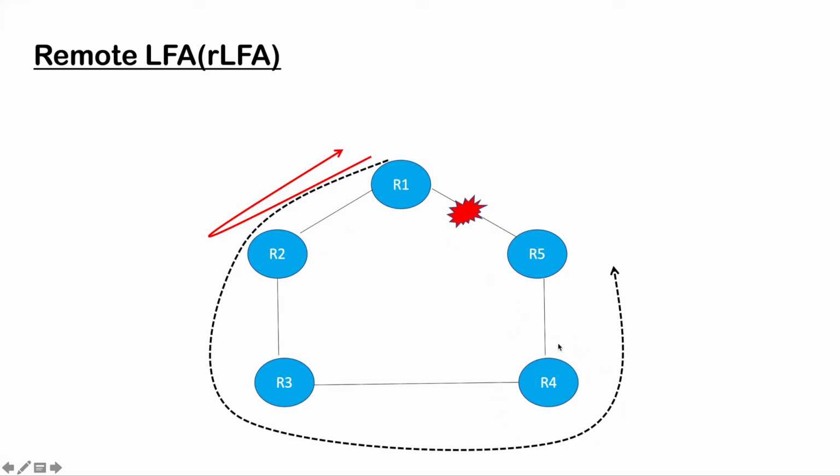So R4 is the router in this case which is the best router for me to send the packet directly. But can that router be R3 also? That is what we are going to figure out in my next slide, where I would discuss the mechanism of how RLFA picks the node where to send the packet directly. So let's go to the next slide now.